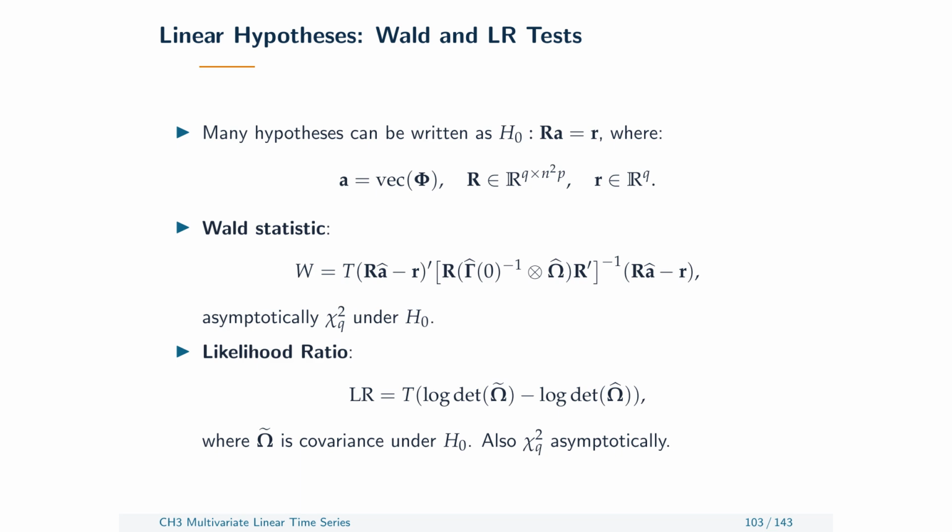Wald and likelihood ratio tests handle linear restrictions on stacked coefficient matrices, including Granger non-causality restrictions. Under regularity, their null distributions are approximately chi-squared.